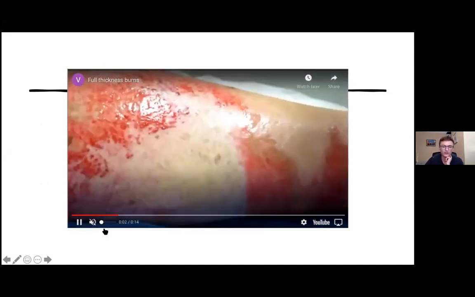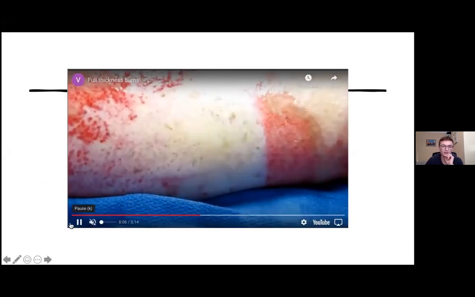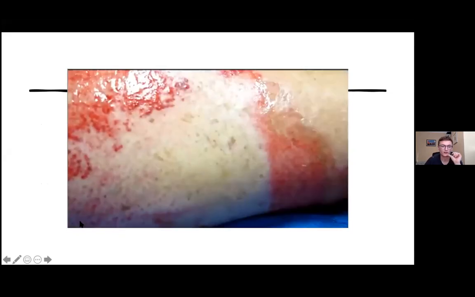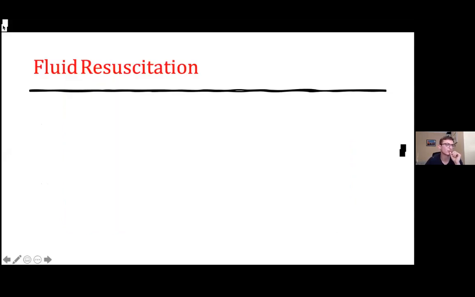So the area is sort of discolored, white, pale, looks sort of hard and leathery, and there's no cap refill. So hopefully that's reasonably useful. I don't know if anyone's got any quick questions before we move on to the next bit.